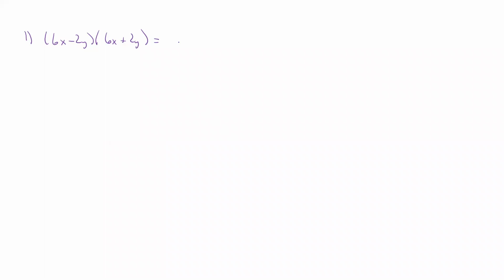So we're going to take 6x times 6x and get 36x squared. And then our middle terms all drop out. So then we have minus the last term squared. So 2 times 2 is 4y squared. And then that would be our solution.